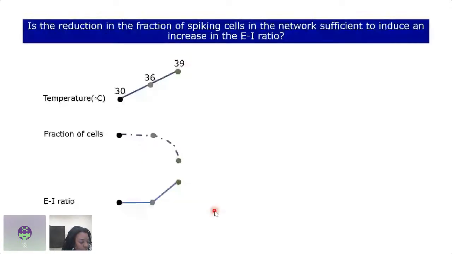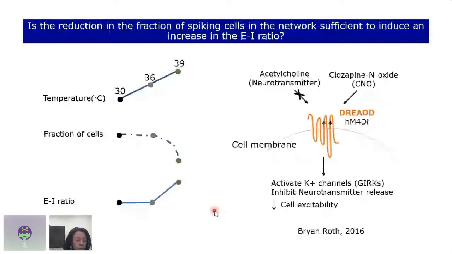So to do that, we turn to the use of DREADDs, designer receptors exclusively activated by designer drugs. As you know, these receptors are protein engineered so that they carry reduced susceptibility to binding their endogenous ligand, which is acetylcholine, and they preferentially bind clozapine N-oxide. Upon binding to this inhibitory version of the DREADD, it can produce decreased cell excitability in that cell.